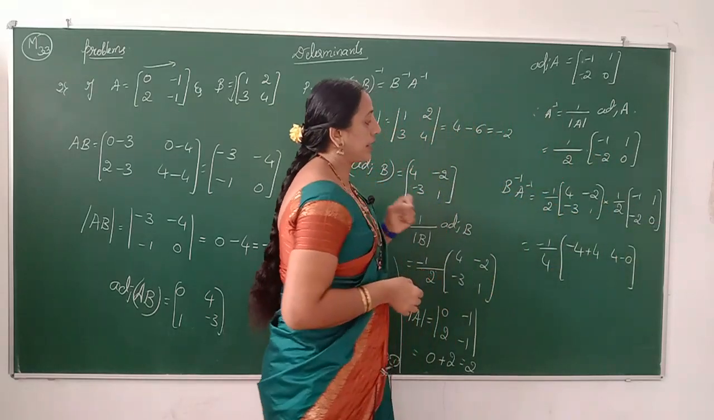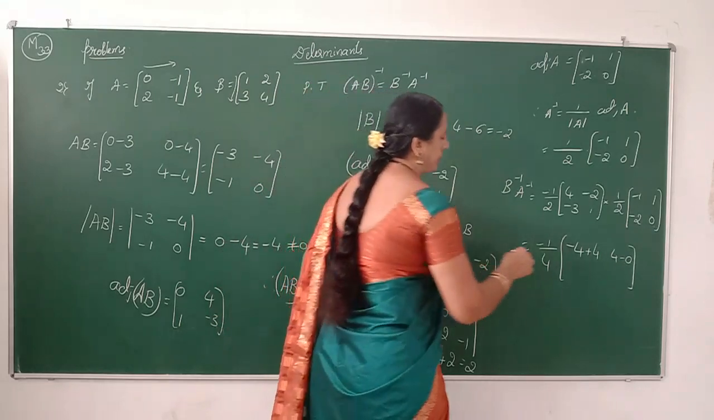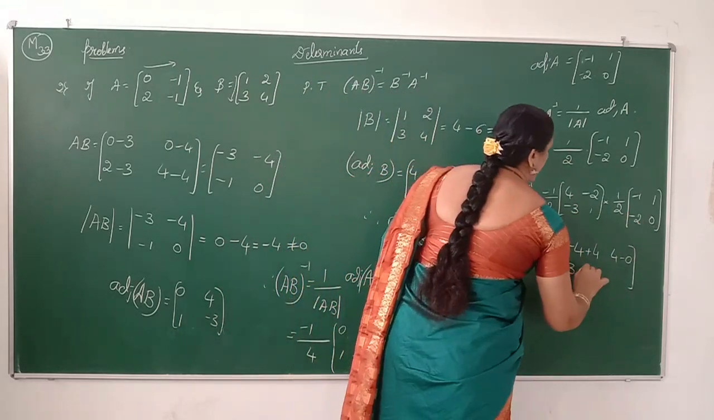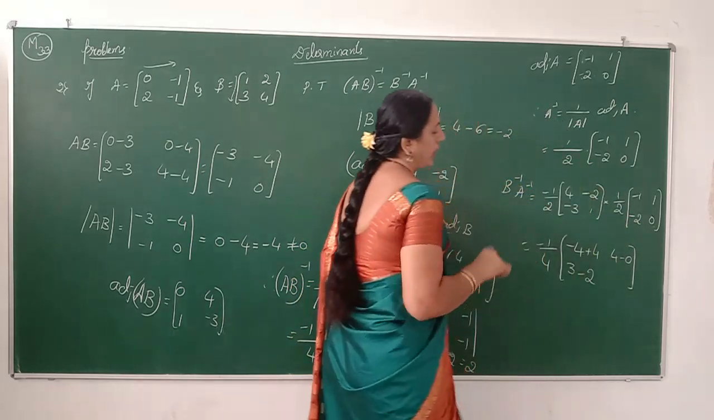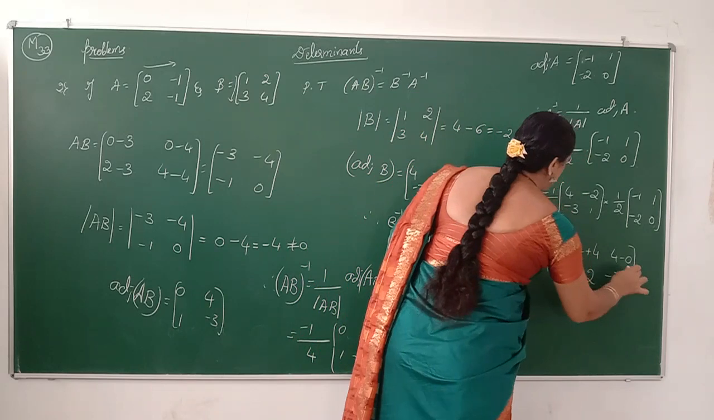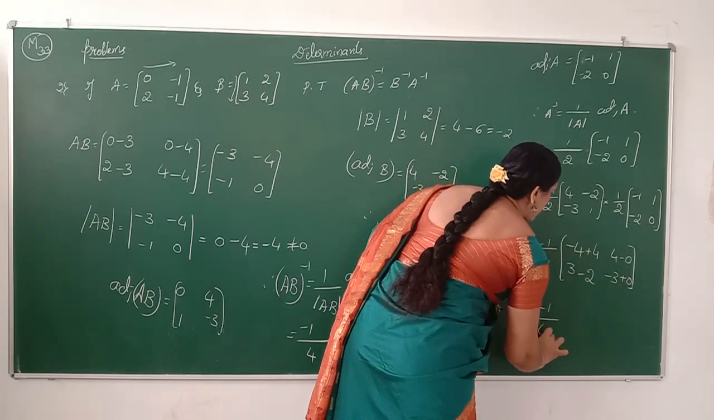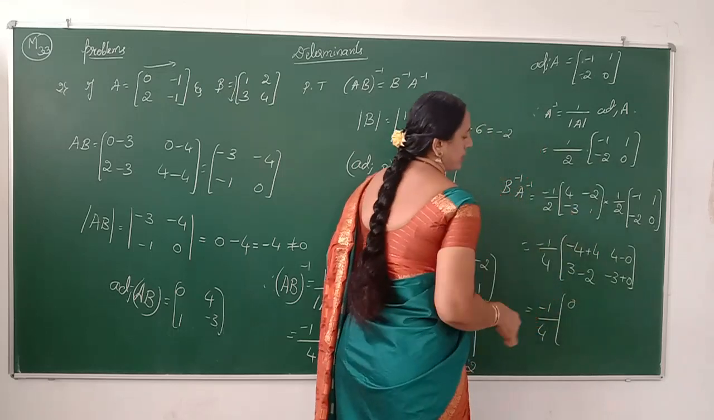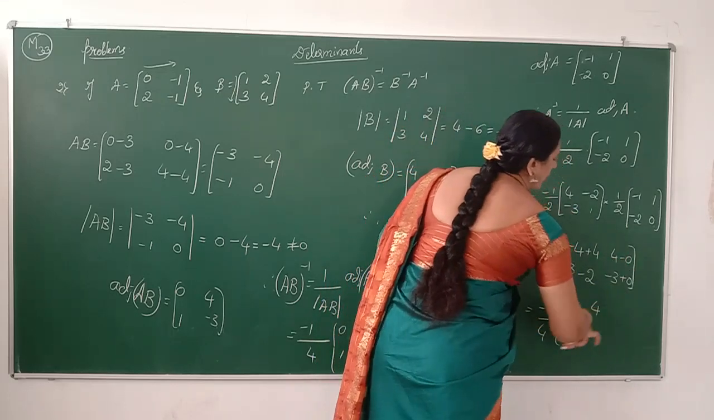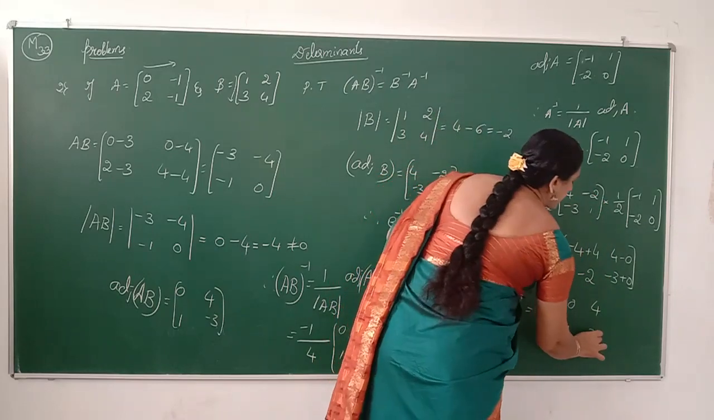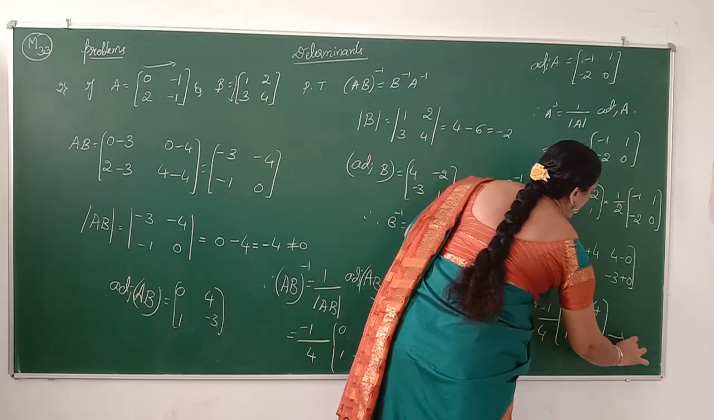Then we will come to the second row. Second row, first column, 3 into minus 1 is minus 3, 1 into minus 2 is minus 2. Again second row, second column, minus 3 plus 0. That is minus 1 divided by 4 of minus 4 plus 4 is 0, 4 minus 0 is 4, 3 minus 2 is 1, minus 3 plus 0 is nothing but minus 3.